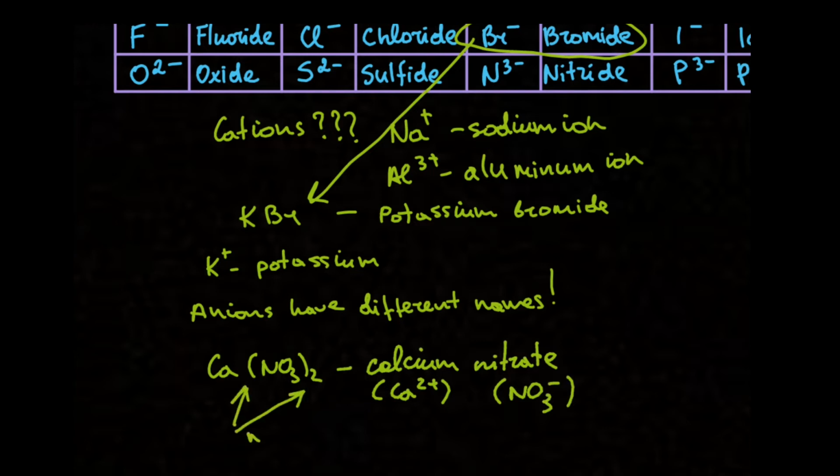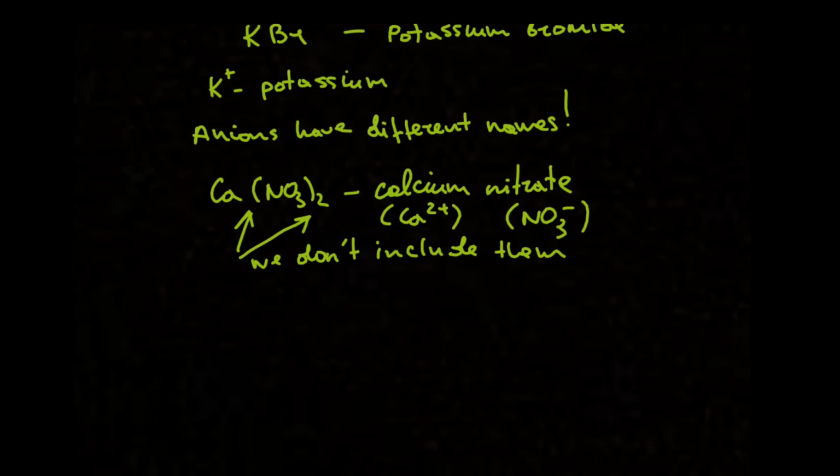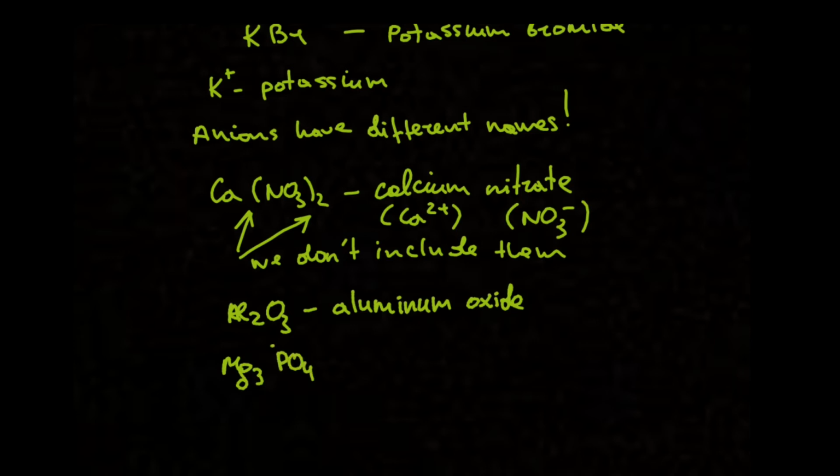When naming compounds, we don't need to look at the subscripts and parentheses because they don't impact how we name compounds. Now, what if we have Al2O3? Well, the answer would be aluminum oxide. Let's name one more compound. Mg3(PO4)2. Once again, we ignore subscripts and parentheses and only use ion names. So the answer is magnesium phosphate.